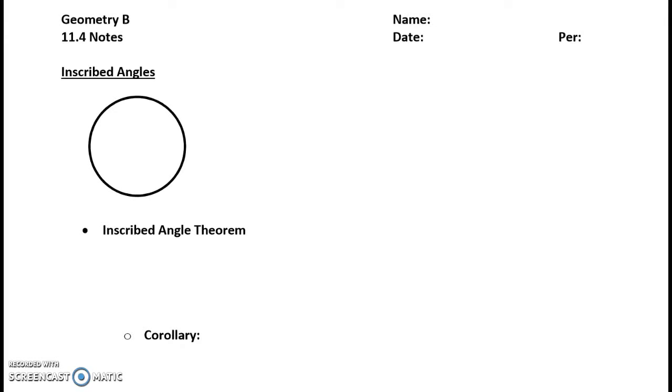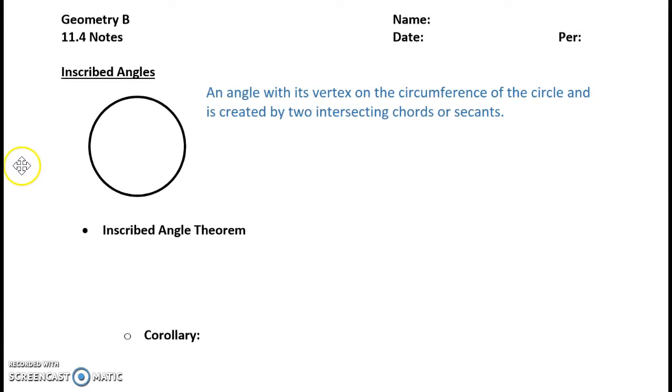This video is going to be all about inscribed angles. Now, up till now, all we've talked about regarding angles and circles are central angles. And remember, central angles had a vertex at the middle, the center of your circle. Now, these inscribed angles are different. They're going to have their vertex on the circumference of the circle, and they're created by two intersecting chords or secants. So let's go ahead and jot down that definition.